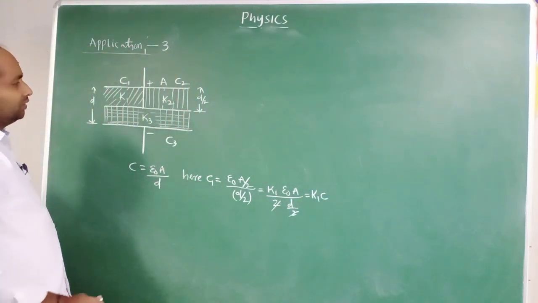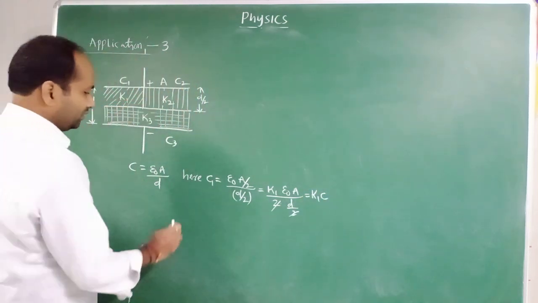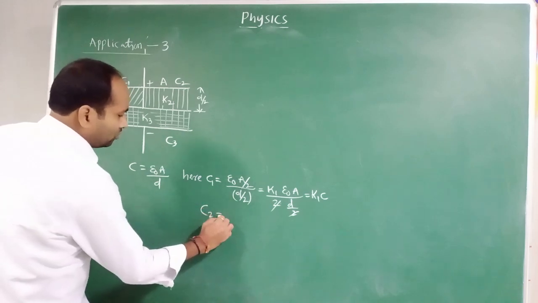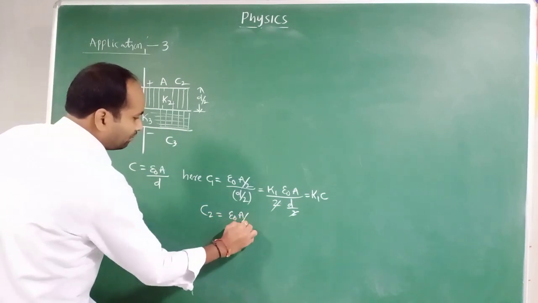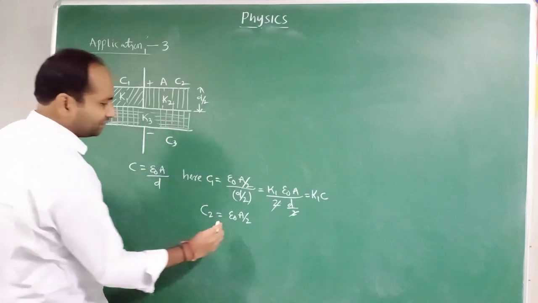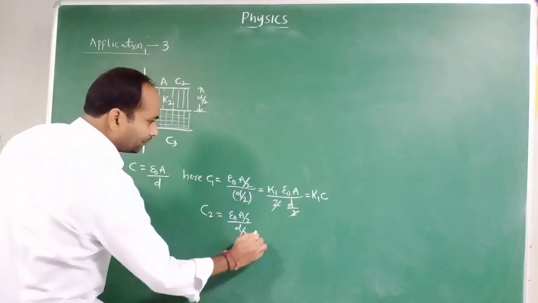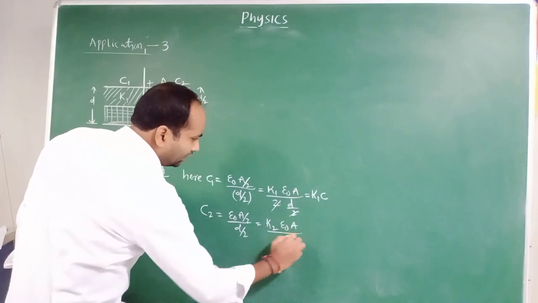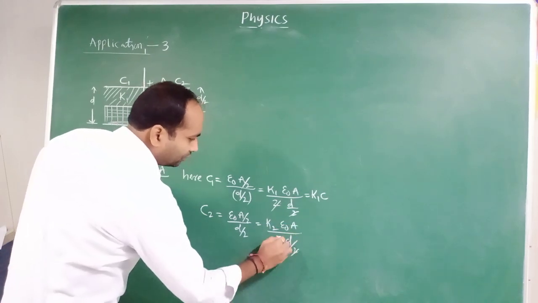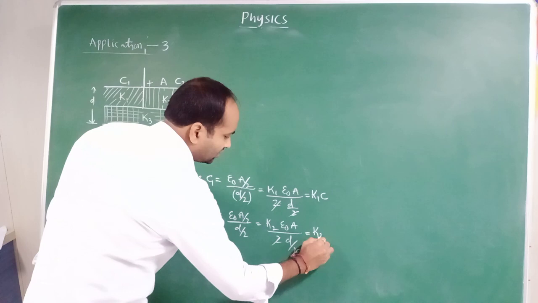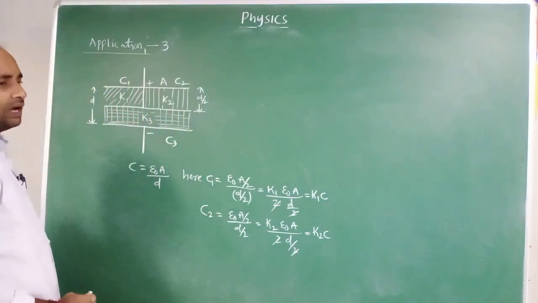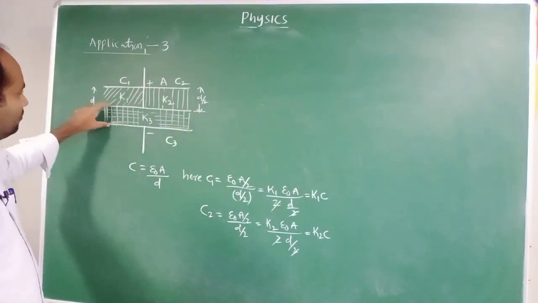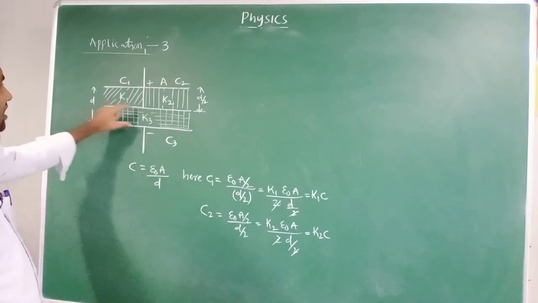Now the second one. C2 is equal to epsilon naught A by 2, again half the area, D by 2, but filled with dielectric K2. That is epsilon naught A by 2 over D by 2 times K2, that is K2 C. And what about the third one? This behaves like the third capacitor.